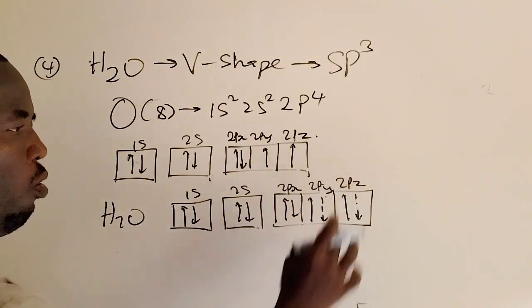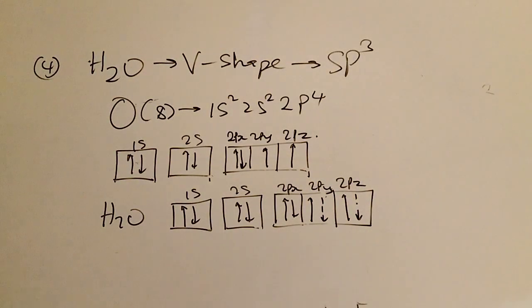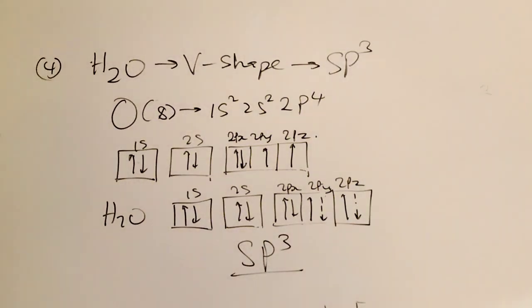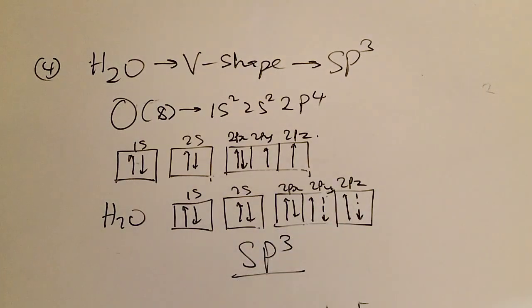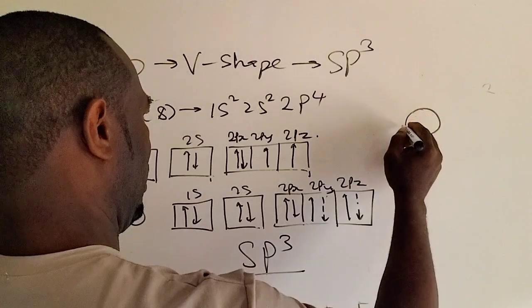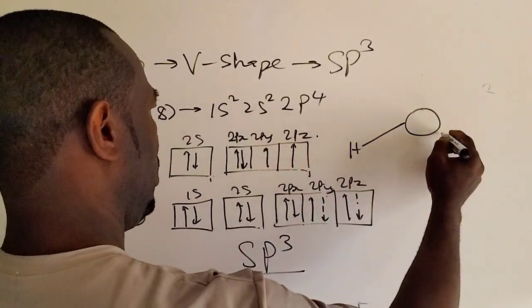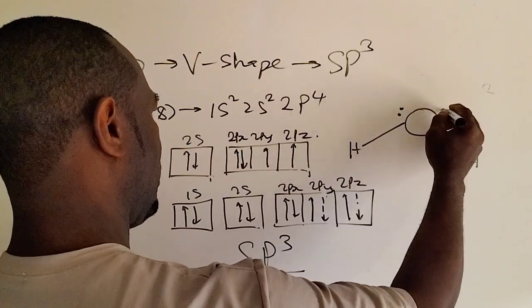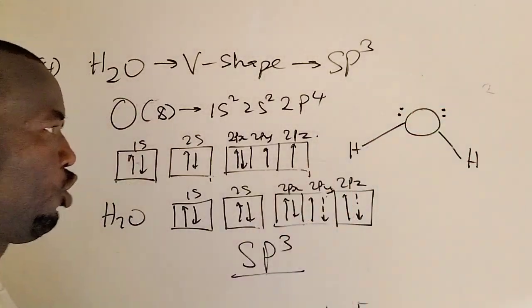So now, what do we call this scheme? This is sp3. Why not p2 only? Why sp3? When we did the bonding in water, if you look at the structure of water, the V shape of water, you see that the oxygen atom of water has 2 lone pairs on it. That's why it's V shape.